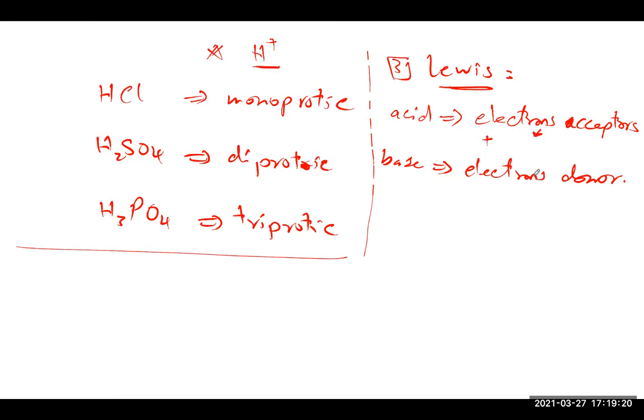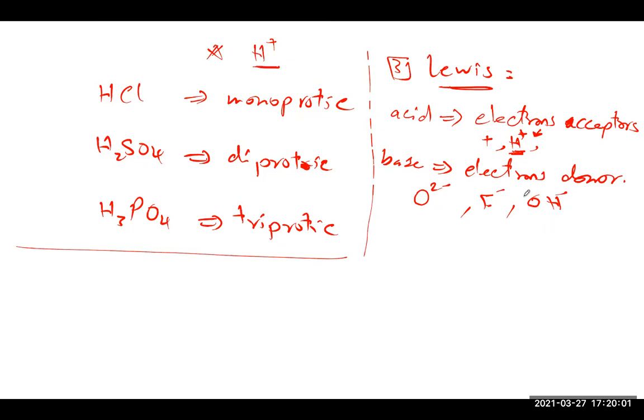For an acid to accept electrons, it means that it has a deficiency of electrons. It means that it should have a positive sign, if you have only one atom. Like H plus, this one has a deficiency of electrons, so it will take electrons, so it would be an acid according to Lewis. And for a base, it should have a negative charge, so it has more electrons, so it can donate these electrons, so it will be a base, like O2 minus, F minus, OH minus. All these ions have extra electrons, so they can share their electrons.